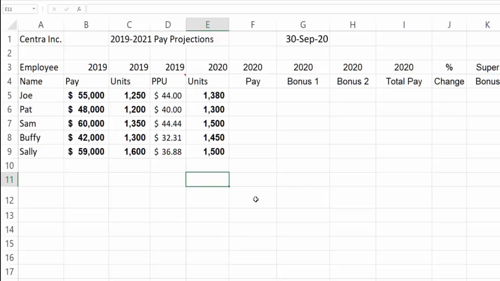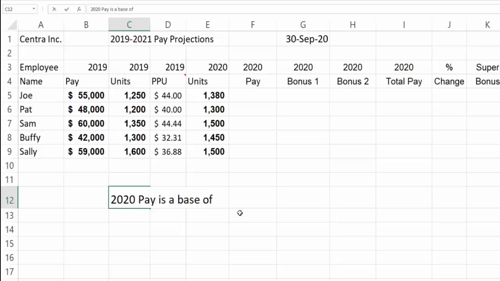So let's move on, okay? Today we're going to do pay, bonus 1, bonus 2. We're going to do up to there. Super bonus, we'll leave it till later. Now here's the pay. Ready? 2020 pay is a base of $25,000 plus $12 for each 2020 unit produced.